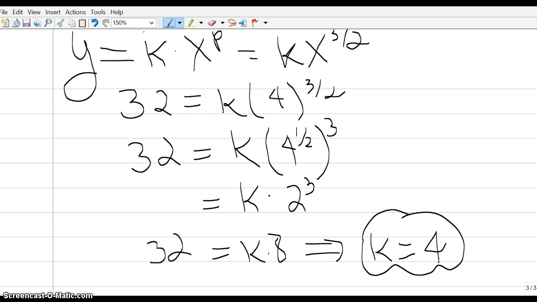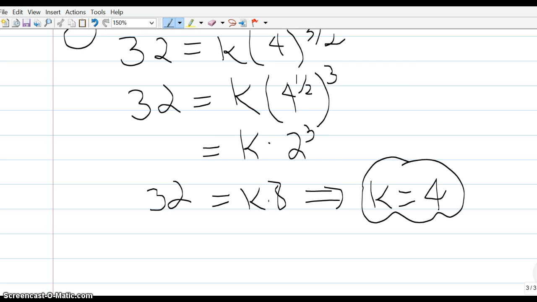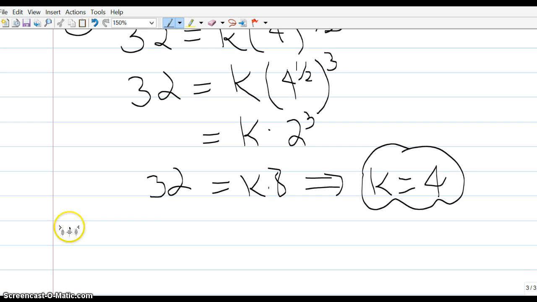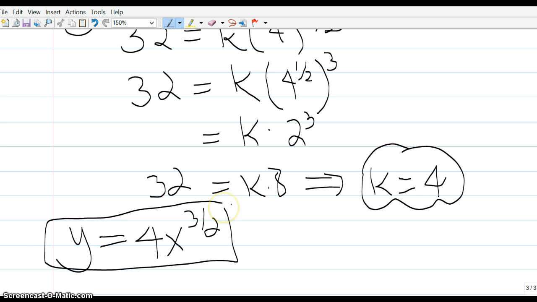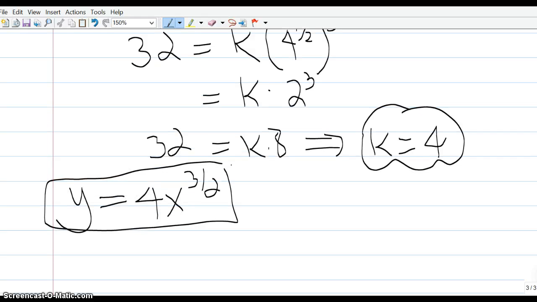Our goal, remember, was to find the actual equation. So our equation here should be y equals 4, that's what we found k to be, x to the 3/2, that's what we found p to be. Certainly I can check it's an exponent larger than 1 with a positive lead coefficient. So as x gets bigger, y should be getting bigger, certainly for positive x, which is what we expected.